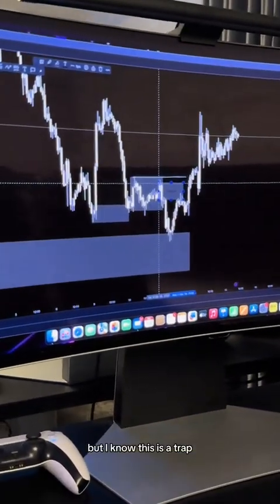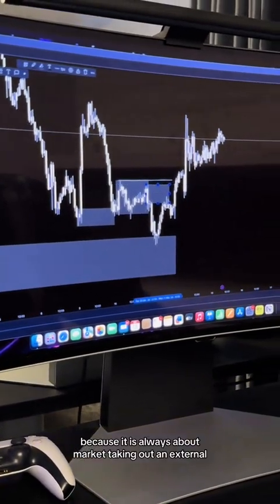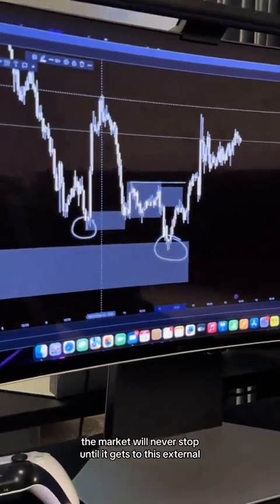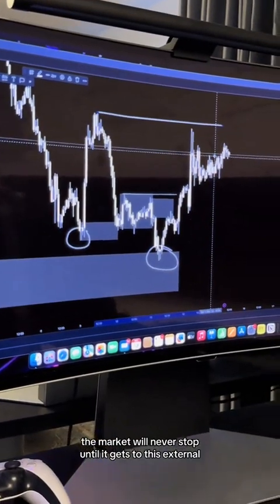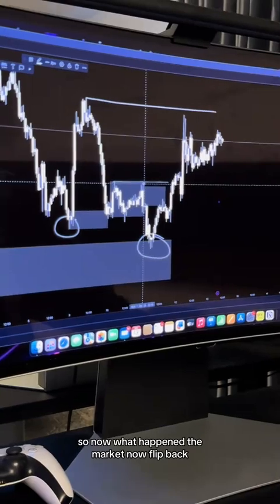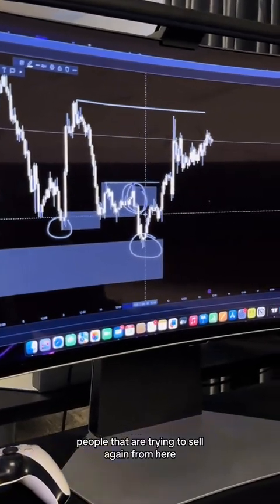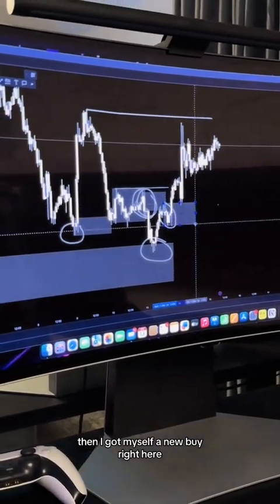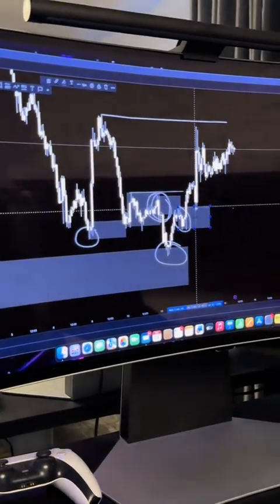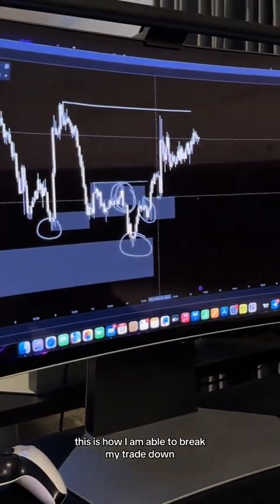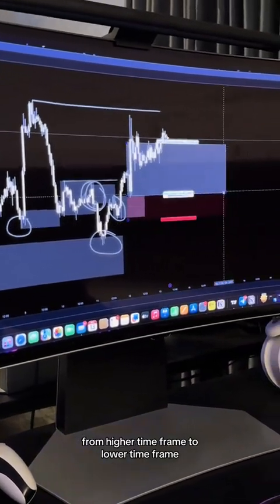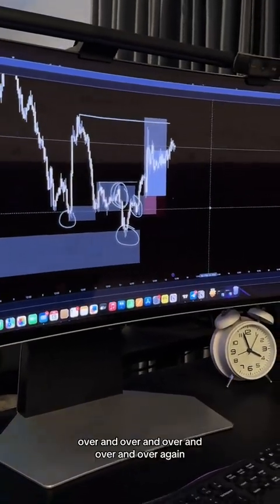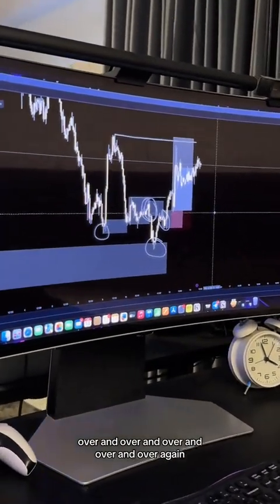But I know this is a trap because it is always about the market taking out an external. Higher time frame demand, the market will never stop until it gets to this external. So now what happened? The market flipped back the people that are trying to sell again from here. It flipped them back with this price action. Then I got myself a new buy right here. This is how I am able to break my trade down from higher time frame to lower time frame. I can do this same thing with different pairs over and over again.